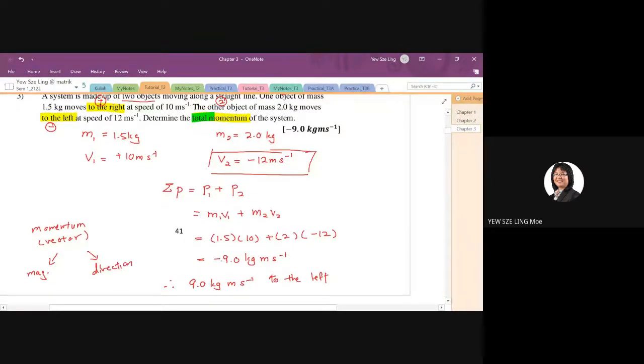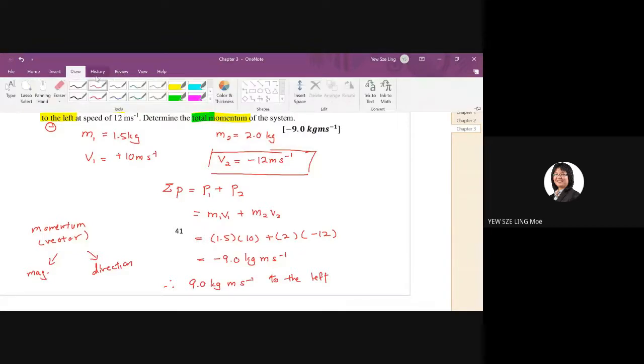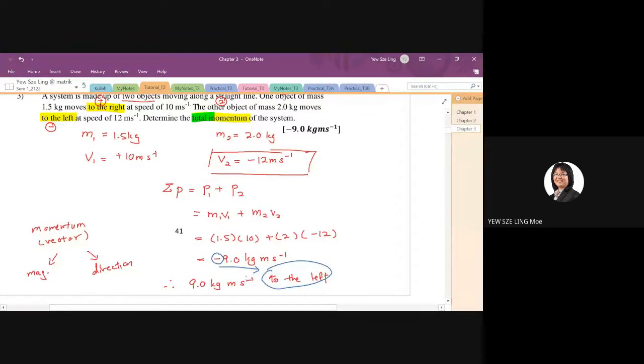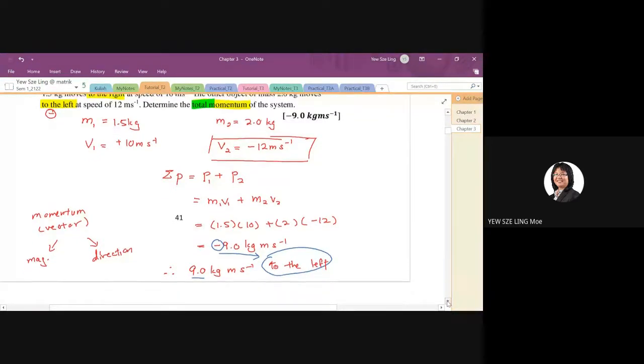Even though the negative represents the direction already, you need to rewrite it in a sentence. Whenever you have a negative vector, you write one more sentence to show that you know the object is now moving to the left with a magnitude of 9 kg m s^-1. This is also a way to prevent careless mistakes.